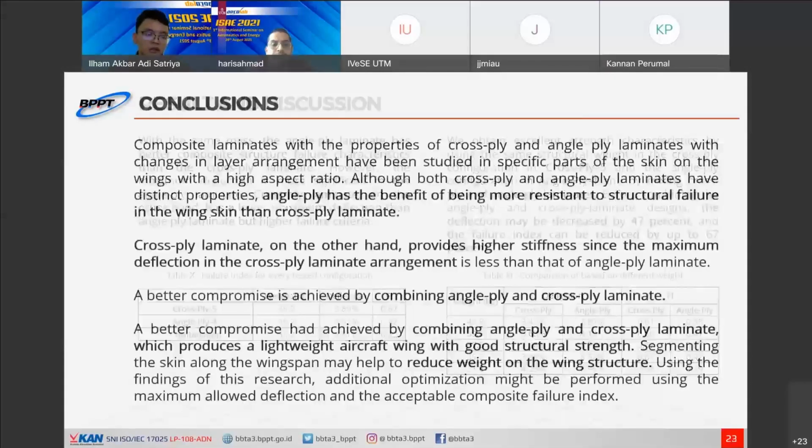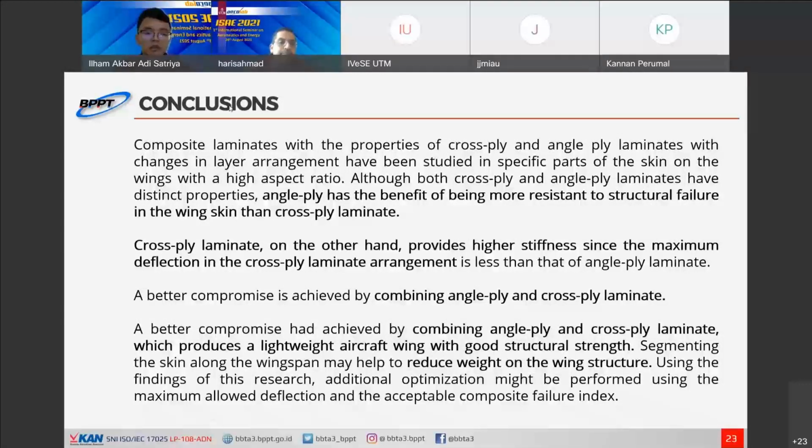And then last, the conclusion that we have: composite laminates with the properties of cross-ply and angle-ply laminates, with a change in the layer arrangement, have been studied in a specific part of the skin on the wing, the high aspect ratio. Although both the cross-ply and angle-ply laminates have distinct properties, the angle-ply has the benefit of being more resistant to structural failure in the wing skin than cross-ply. But the cross-ply laminate, on the other hand, provides more stiffness than the angle-ply because the deflection is lower than the angle-ply.